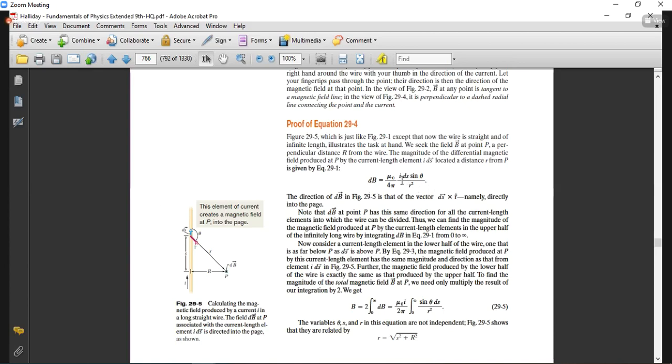You can see that they have used the Biot-Savart law, and this is the magnetic field due to the single element as shown here, and this is the total magnetic field. They have calculated the total magnetic field by integrating the magnetic field that arises due to the individual elements.